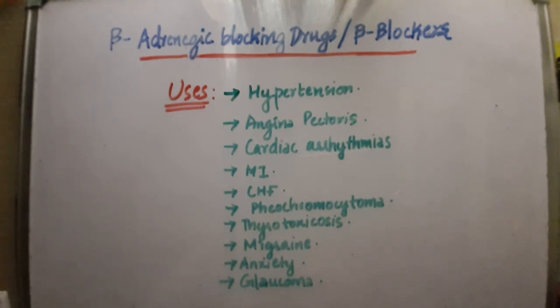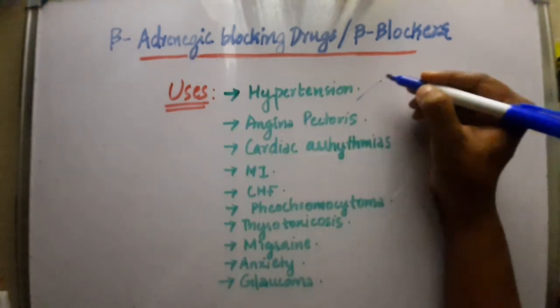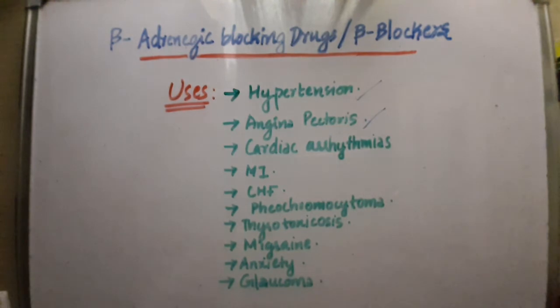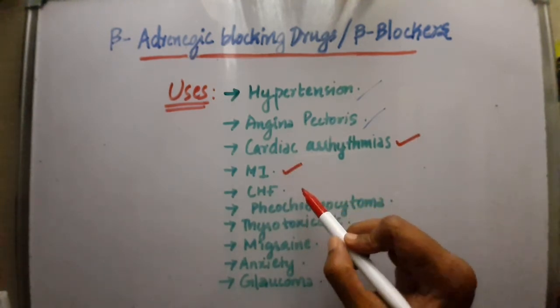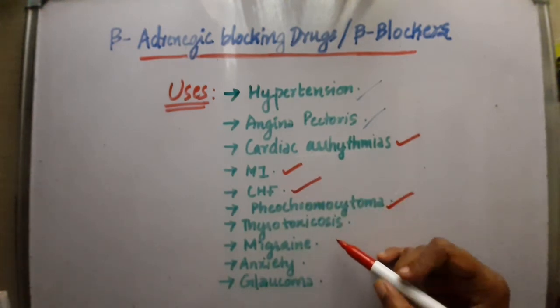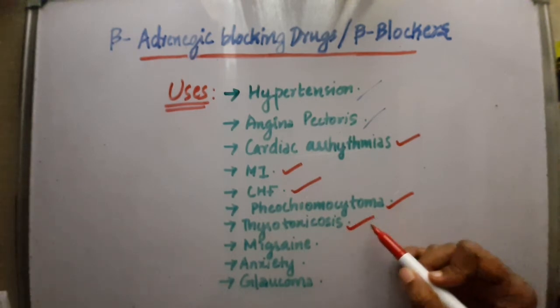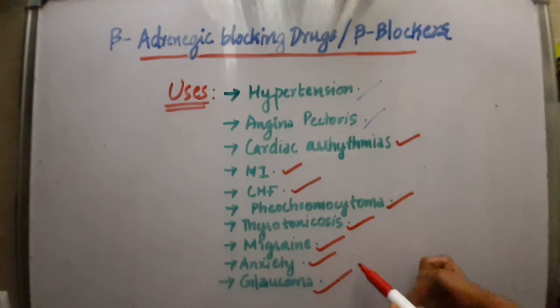Now let us study where we use beta blockers. We use beta blockers in the treatment of hypertension, to treat angina pectoris, in the treatment of cardiac arrhythmias, myocardial infarction, congestive heart failure, pheochromocytoma, to treat thyroid toxicosis, in the treatment of migraine, anxiety and glaucoma. Beta blockers will be employed.